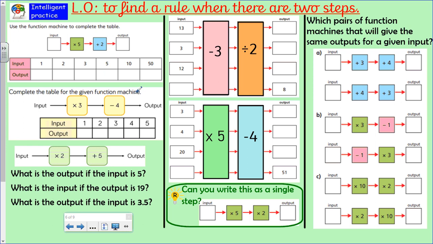Complete the table for the given function machine. So similar task this time, we've got an input and then times by 3, take away 4, and then the output. So your inputs are here, 1, 2, 3, 4, and 5.